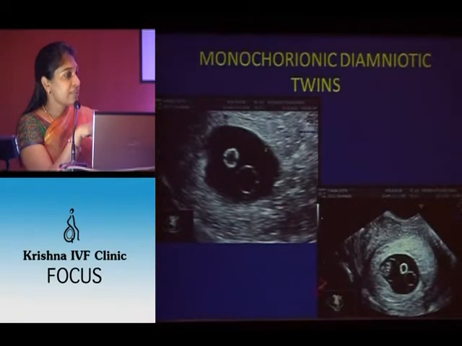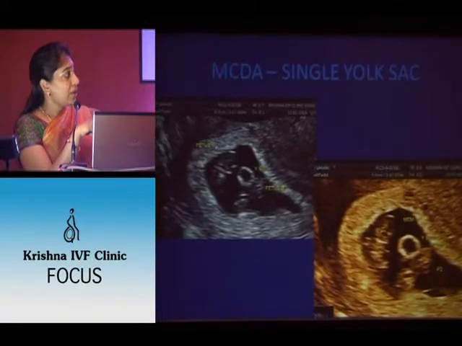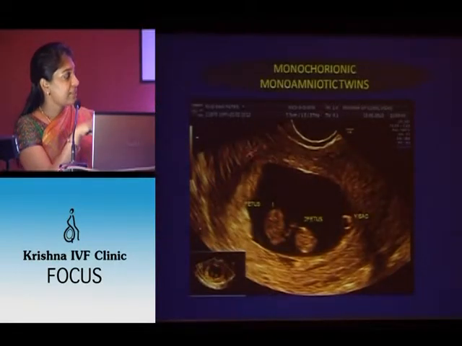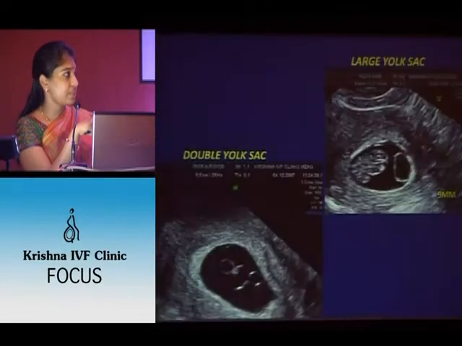And this one, one sac with 2 yolk sacs, but there is a lot of discrepancy in the size of the yolk sac. This also should be considered once it is more than 6 millimeters. And here we are seeing a single sac, 2 fetuses, but only a single yolk sac. And this single sac, 2 fetuses, single yolk sac, this is the monochorionic, monoamniotic twins.